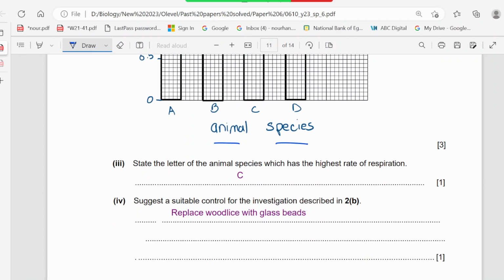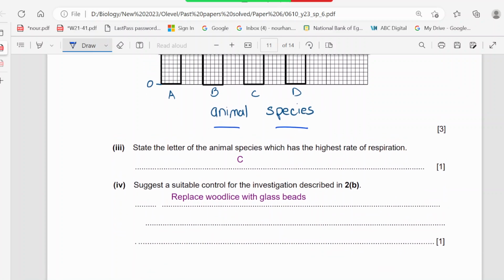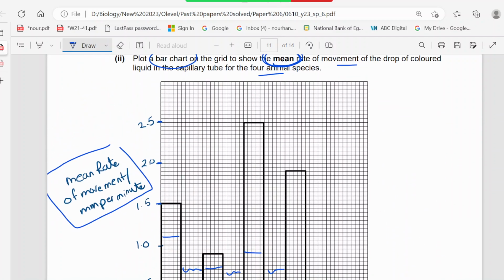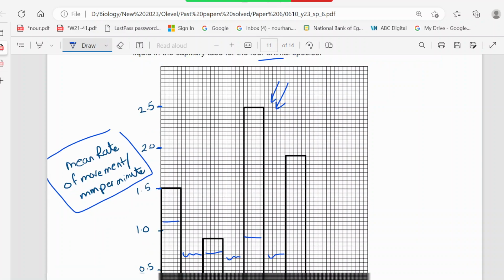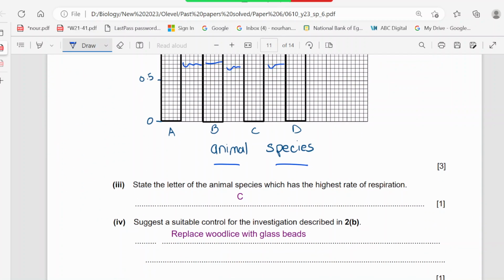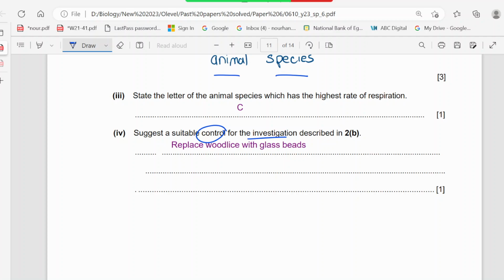Then it asks for the letter of the animal with the highest rate of respiration. Of course, it is C. Suggest a suitable control for this investigation. Control for the investigation, or control for the experiment. So what will I do? I will do the same experiment again without the wood lice, or instead of the wood lice I put glass beads. It's a non-living thing, it will not do respiration.